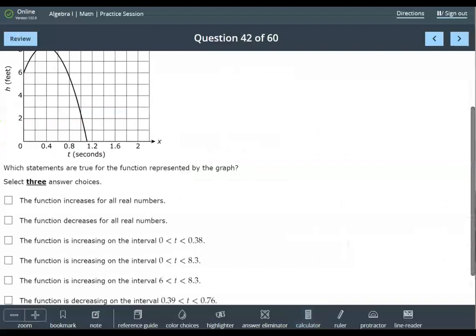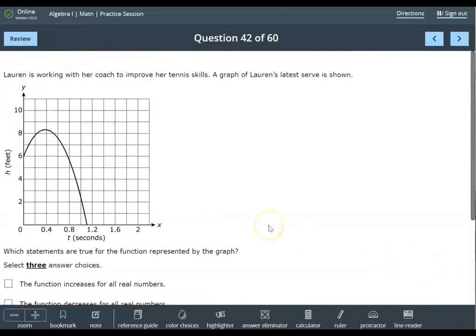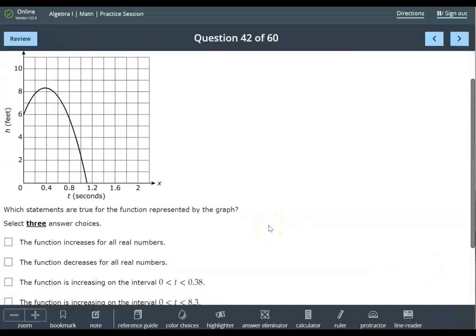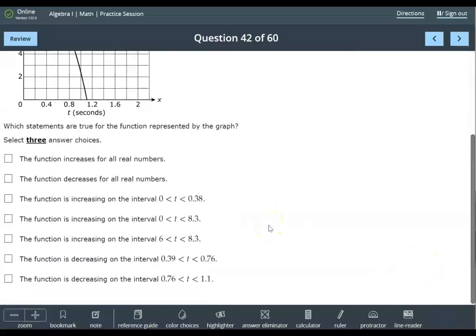The last question we're looking at is 42. In this case, we have a function that is quadratic. We only are given a graph, not an equation. And there are 7 answer choices, and we're to choose 3 out of the 7.